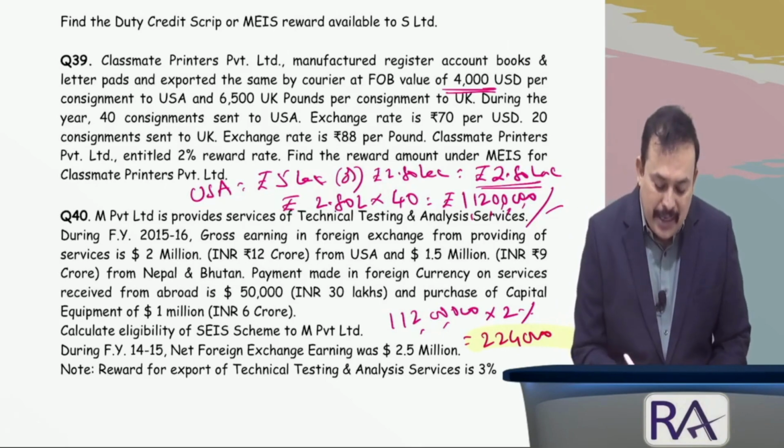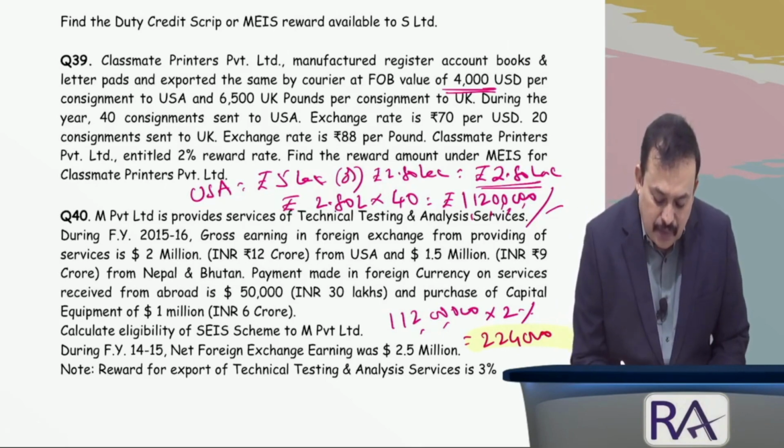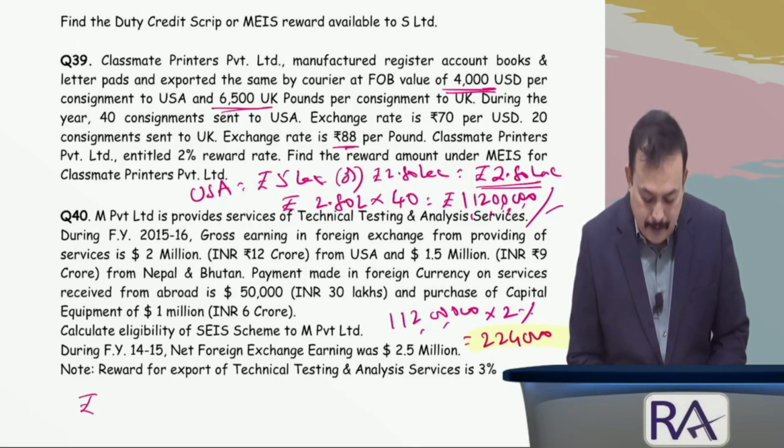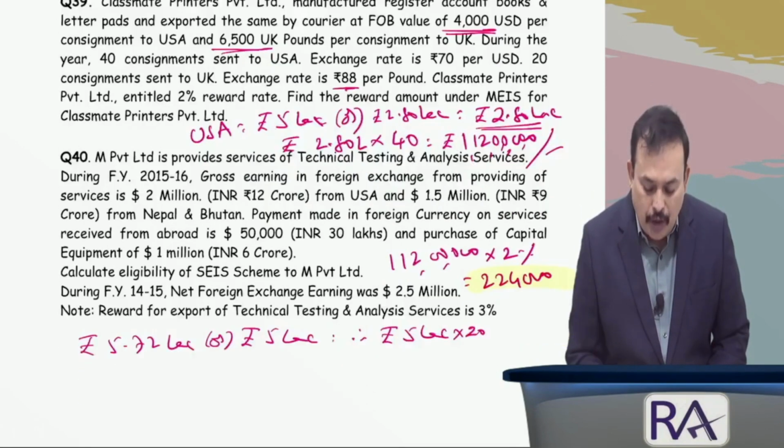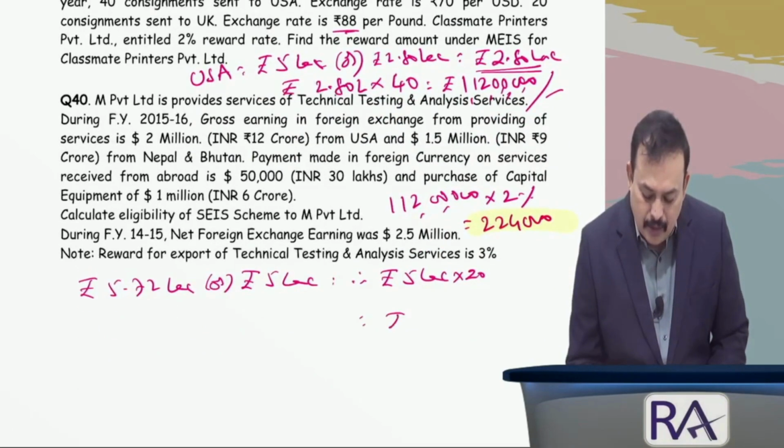When supply to UK is considered, 6,500 UK pounds multiplied by 88 rupees. How much comes? 5,72,000, or rupees 5 lakhs, whichever is less. Which is less here? Therefore 5 lakhs. Number of consignments? 20. If so, how much value comes? 1 crore.